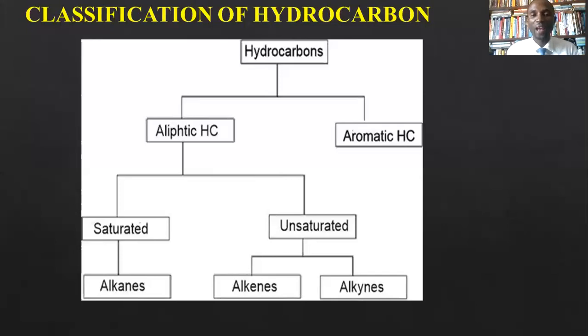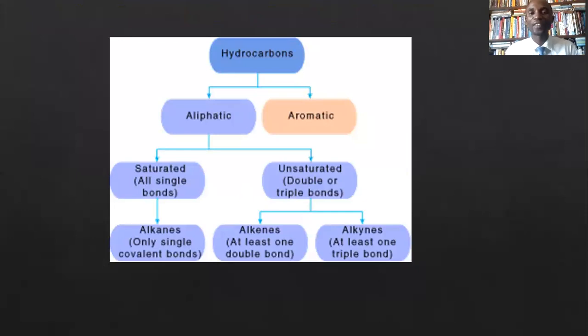Now, we are going to look further at why one is saturated while the other is unsaturated. Saturated hydrocarbons have single bonds. Unsaturated have double or triple bonds. The alkanes have only single bonds, as I said. That means saturated hydrocarbons. While the unsaturated are the alkenes and the alkynes. Alkenes have double bonds, while the alkynes have triple bonds.